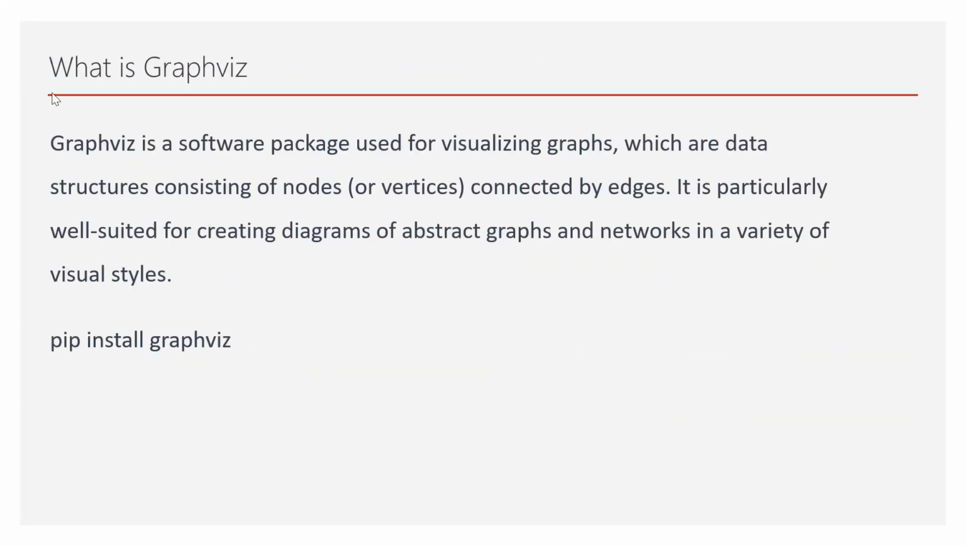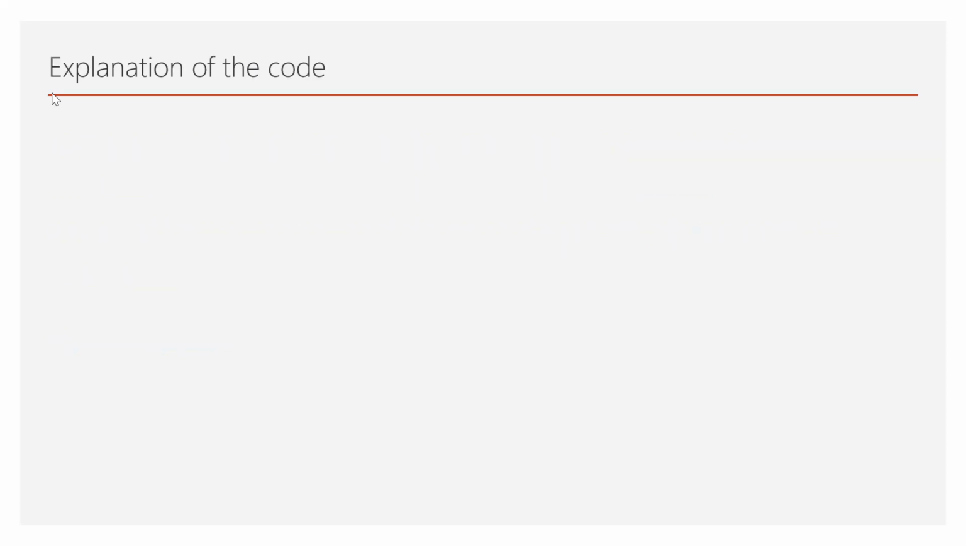So in this particular application, we are using Streamlit and our programming language choice is Python. Apart from that, we are also using a library called Graphviz. Graphviz is a software package used for visualization of graphs. As we are creating a DFA, we would be using Graphviz, which works with data structures consisting of nodes connected by edges. It is particularly well suited for creating diagrams of abstract graphs and networks in a variety of styles. If you want to install Graphviz, the command is pip install graphviz in your command line interface, and you would be able to go with it.